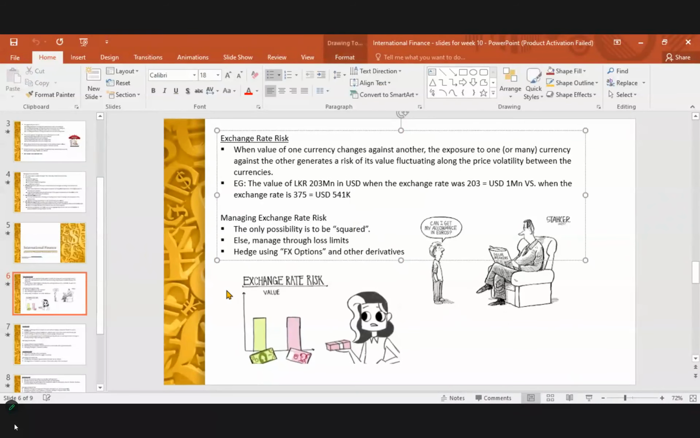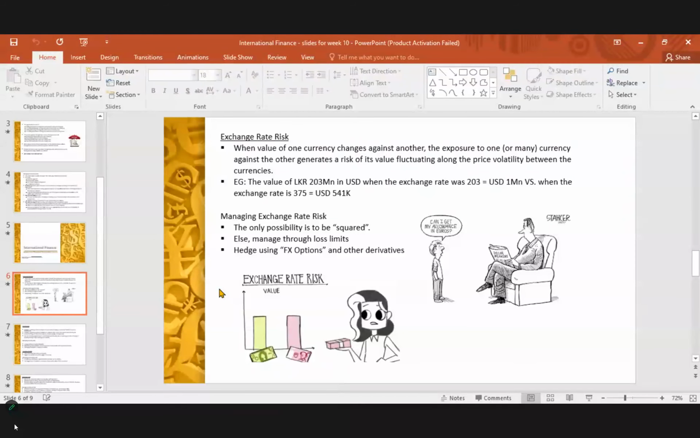So no exposure is you have a squared position. When you have a squared position only, you will have zero risk, right? The moment you have even a $1 position, you will have the price risk. But to manage it, you can establish this loss limit. This is what we did. I said, we are okay to lose about 8 million, not 10 million. So therefore, I reduce my exposure.